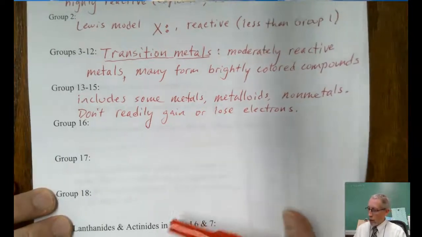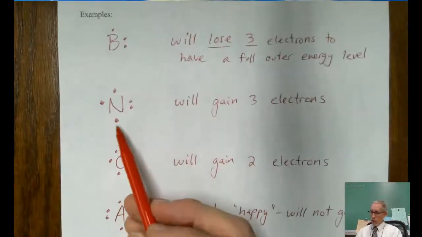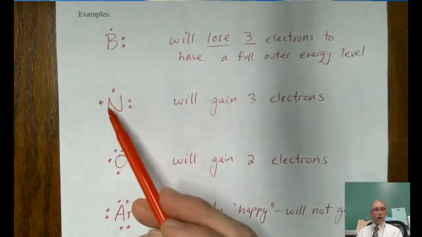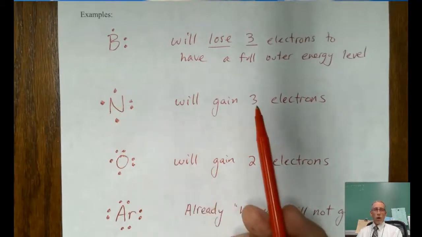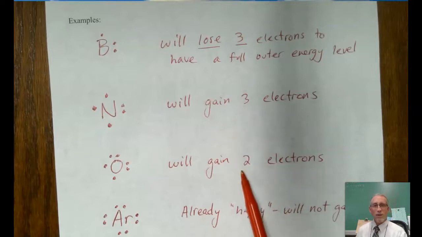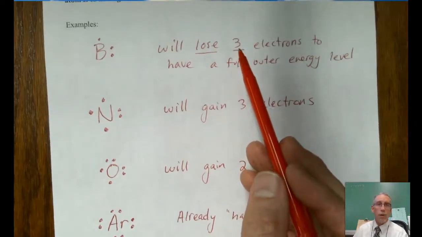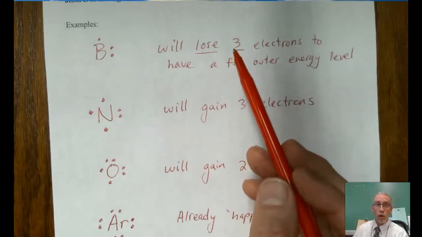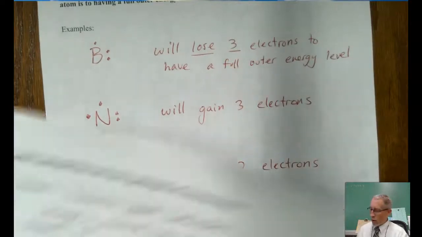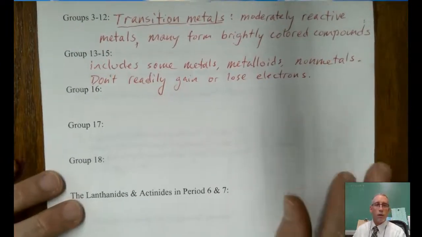If I could just show you again what some of those look like. For example, nitrogen is in group 15. See how it's got 5? Well, that means it needs 3 more. Well, gaining 3 is actually kind of difficult. Okay? 2 is manageable. 3 is very difficult. Boron in group 13, also not very easy to lose 3. So when you've got 3 and 4 and 5 electrons to start with, you're just not going to do much gaining or losing. Okay?